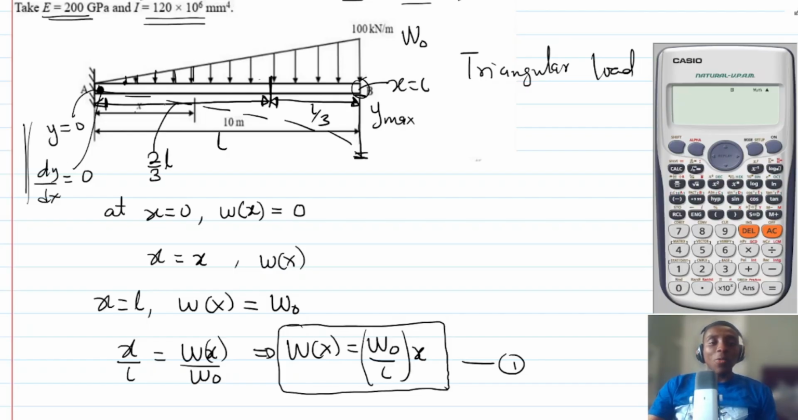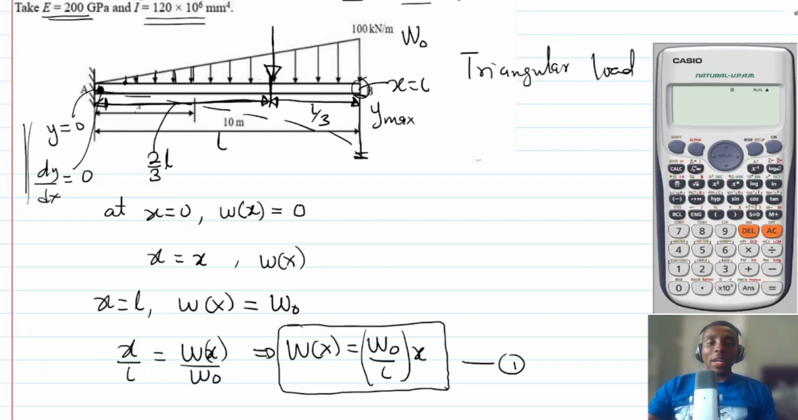2/3L. So all we are saying is that there is a certain point where the maximum load occurs. That is what we want to do. We want to come up with a load which will be maximum. And we are trying to say that the maximum load will occur at some point, and this maximum load is going to be the triangle.